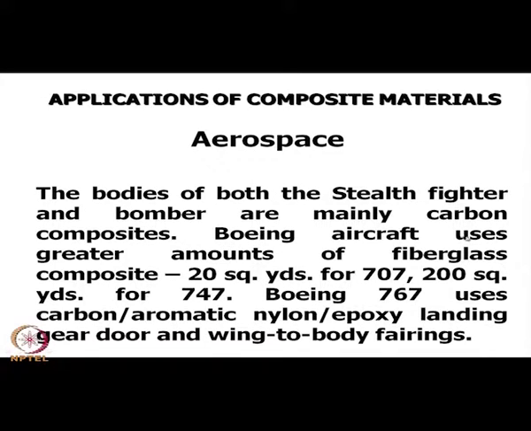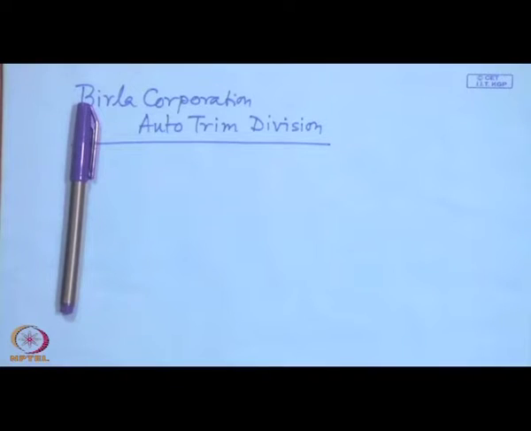Now, Boeing aircraft use a higher quantity of fiberglass composite, around 20 square yards for the Boeing 707 aircraft, 200 square yards for the 747 aircraft, and the Boeing 767 uses carbon aromatic nylon epoxy composite as landing gear door and wing to body fairings. So, I can continue this discussion on composites.